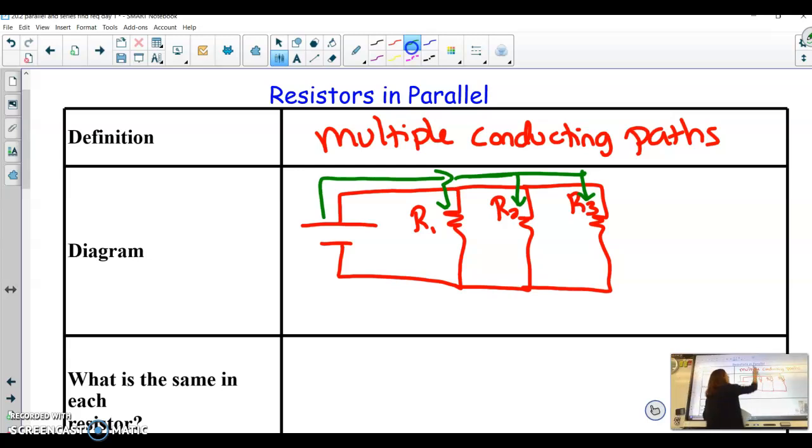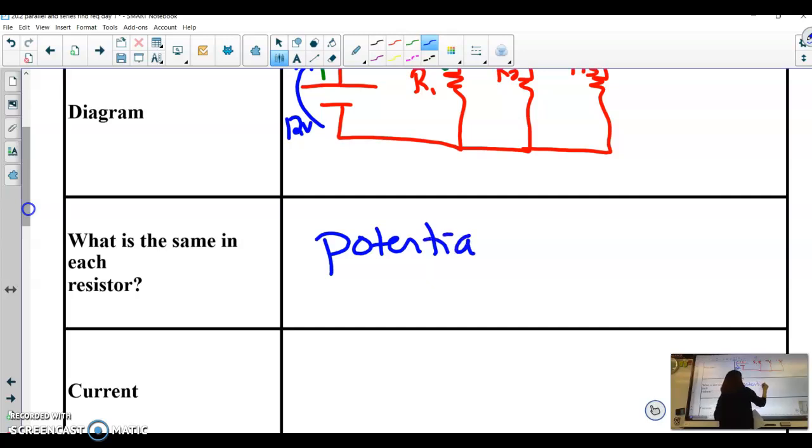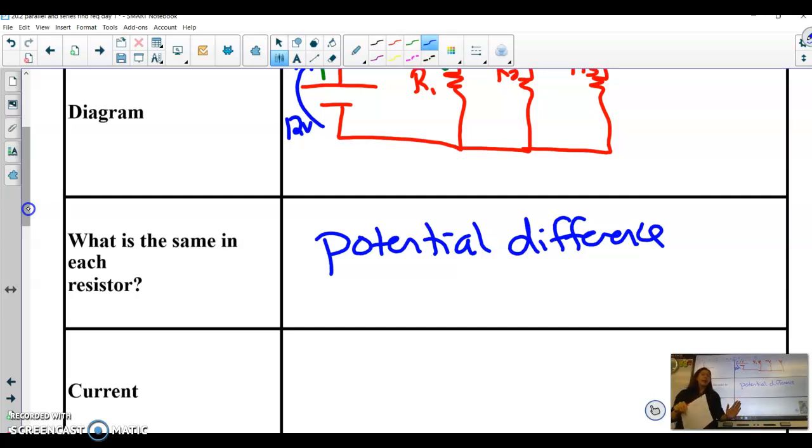But by the loop rule, if this takes me up, let's say 12 volts, by the time the electrons get through the circuit, they have to come back down 12 volts. And if they're only going through one resistor, then each of these resistors must bring them down the same amount, regardless of how big the resistance is. So in a parallel circuit, the thing that is the same, that you should have seen last week, is the potential difference. So in series, it's the current, but in parallel, it's the potential. And that's a good way to remember it, PP. Parallel is potential difference.